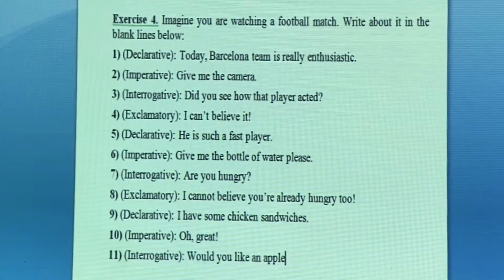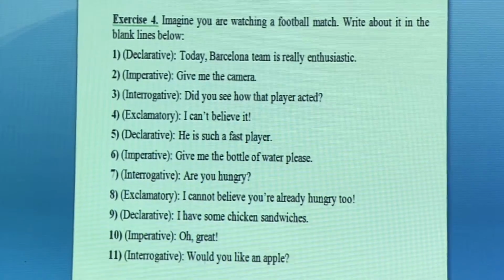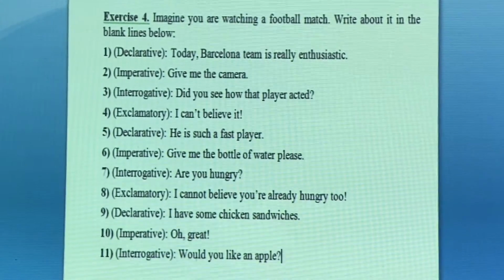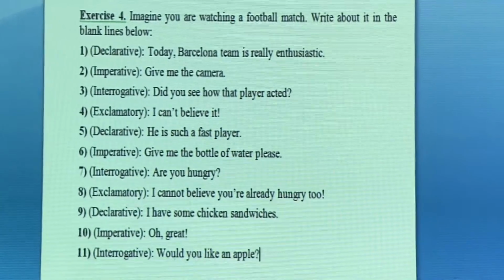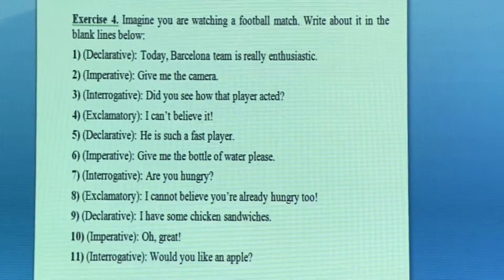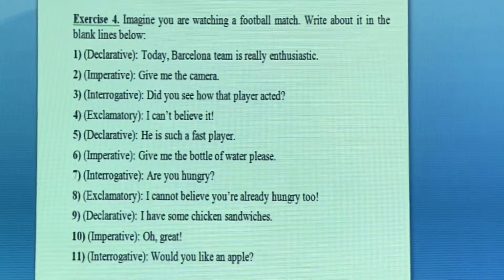Okay, so this is a possible conversation between two people watching a football match. You can talk about many things, about food, the players, the camera, water, whatever. Please copy the answers.